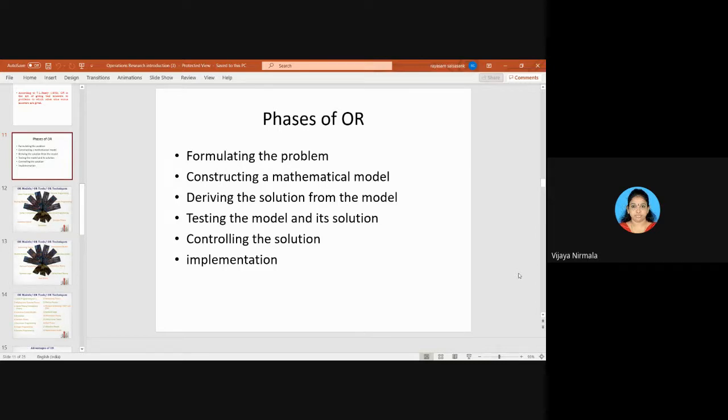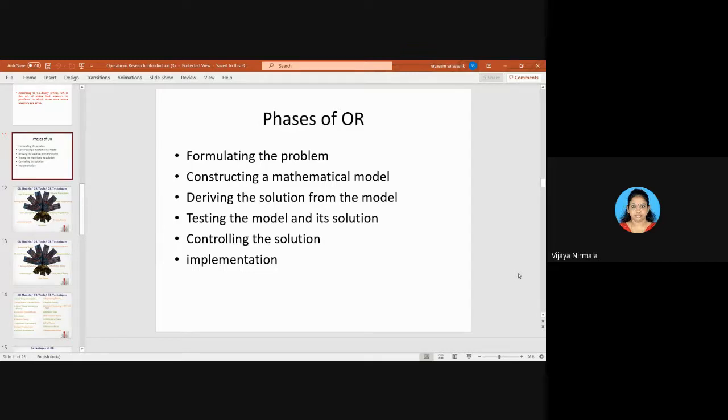If any deviations arise, you need to control those solutions, and finally you need to implement your decision. So these are the various phases in operations research. The second one, constructing a mathematical model, we will discuss now. So what are the various operations research models?